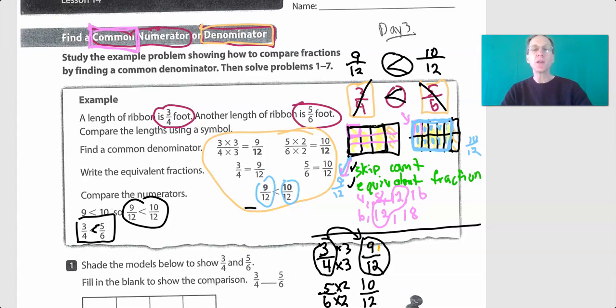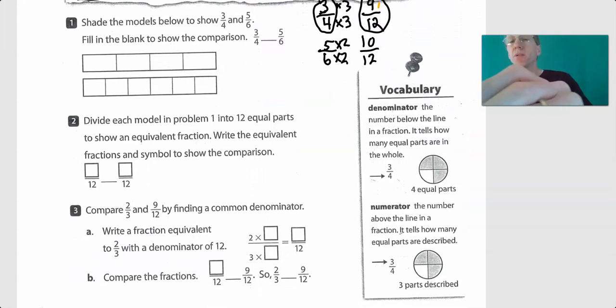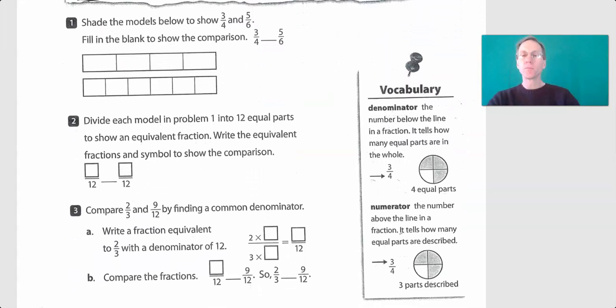So we're looking at this whole, there's stuff all over the place here, but hopefully you followed that, and we're going to look at a common numerator or denominator in order to compare. Okay, so here we go. All right, let me clean some of this up a little bit. Pause it.